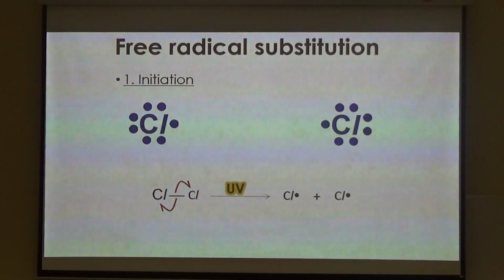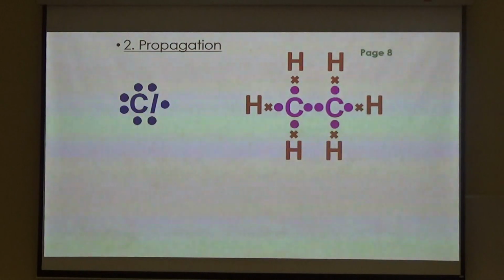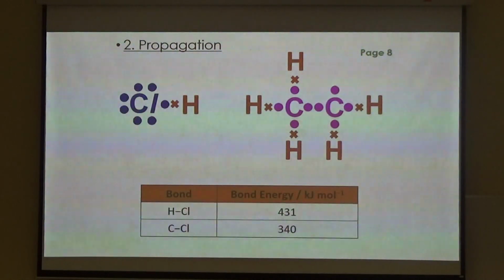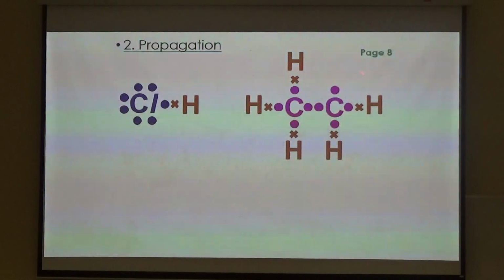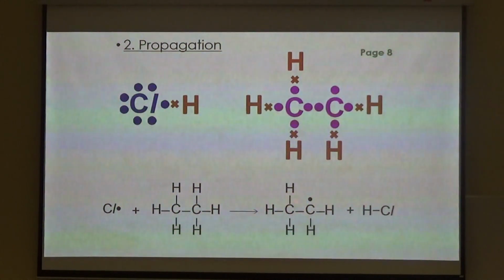So after getting the radicals, what will happen? We will go on to the second step, whereby the propagation will take place. The radical itself will react. In this case, I use the scenario of an ethane. It will react with your ethane, whereby this radical will come near the ethane molecule and one of the bonds will break. One of the CH bonds will break and you will form a HCl molecule. With the formation of the HCl molecule, you notice that this molecule here has become a radical. Looking at the bond energy itself, 431 and 340, you will note that you will have a radical form here. This is just an animation graphic to give you a better understanding.